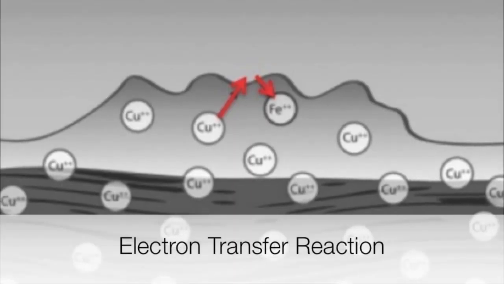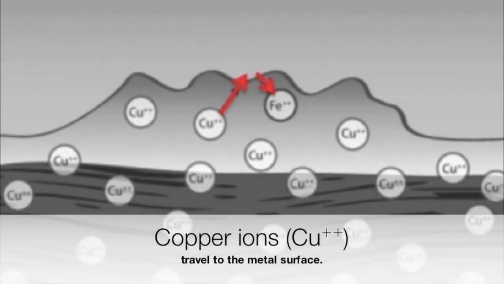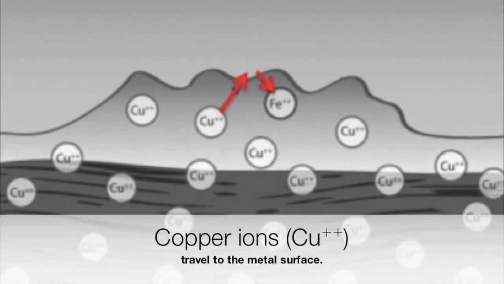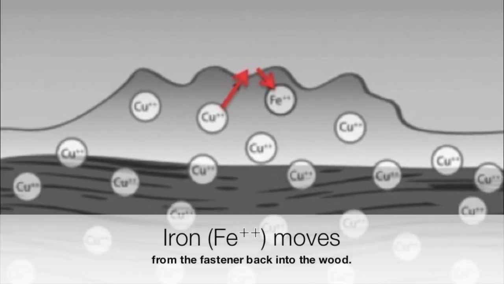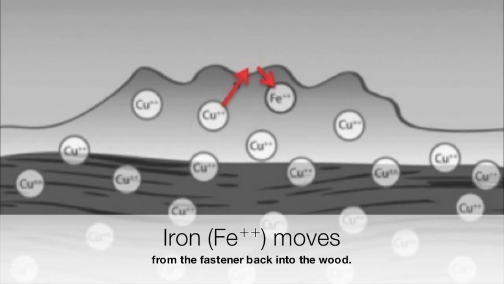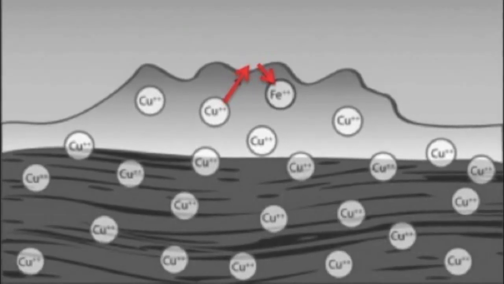At the metal surface, there's an electron transfer reaction. So the copper is an ion that has a state of 2+, and as it goes to the metal surface, it sucks electrons off the iron, the steel fastener, and then that steel fastener becomes an ion that's floating around in the wood or in the water near the wood, and the copper is then reduced to copper metal.